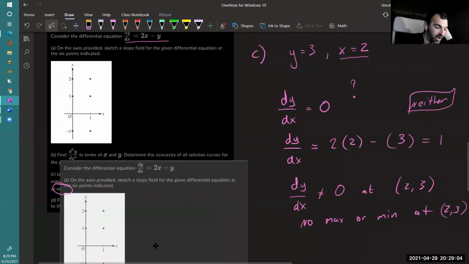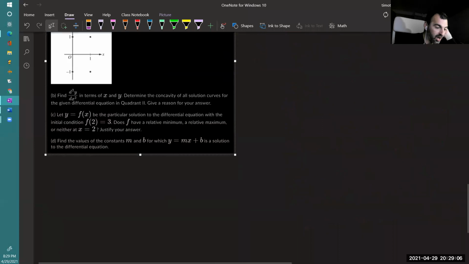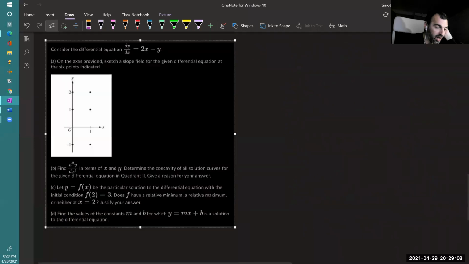Let's do part D, shall we? Part D. Find the values of the constants m and b for which y equals mx plus b is a solution to the differential equation. Okay. So they're actually giving us the answer here. They're telling us the answer is y equals mx plus b. That's pretty cool.